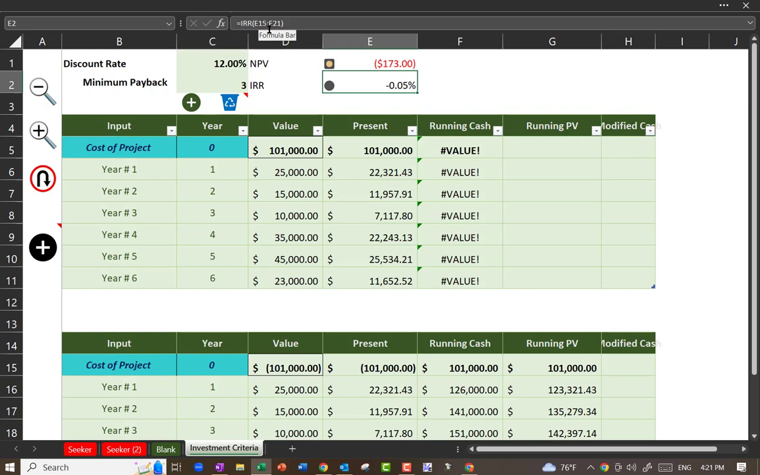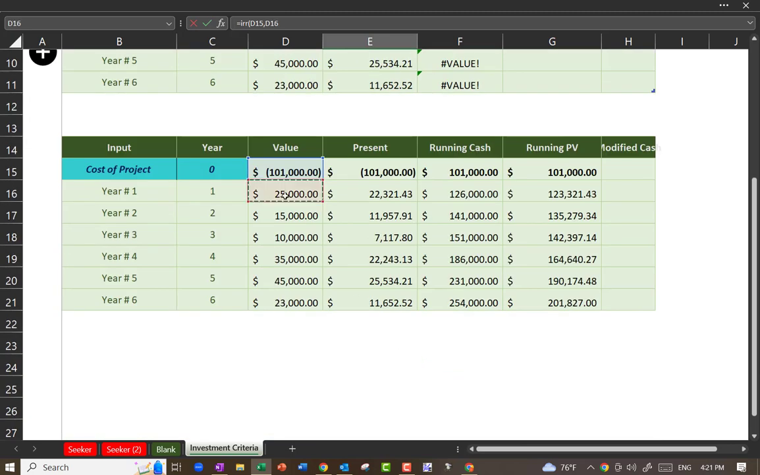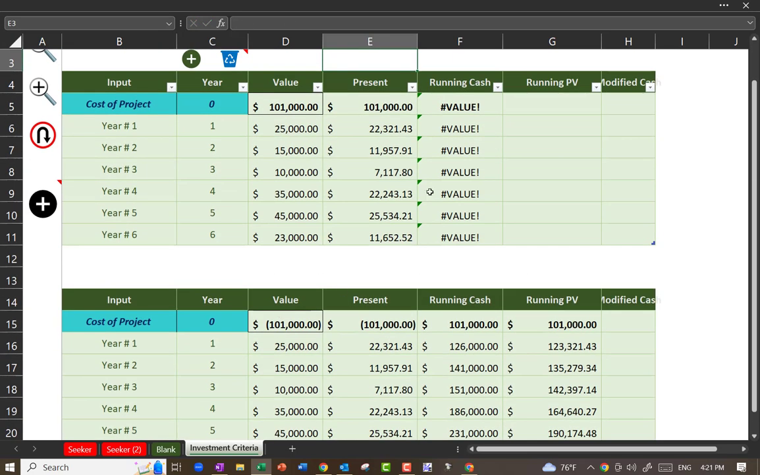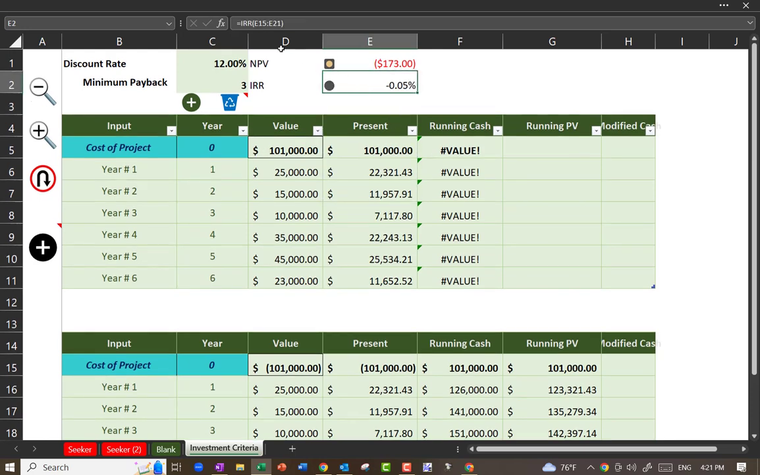No, I should be using the cash flow. Okay, now it makes sense. And let's call this cash flow. So this is a red light because even though it's less than the discount rate, it's still greater than 11%, which is 1% below the discount rate.